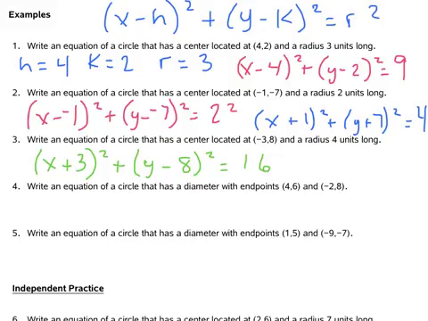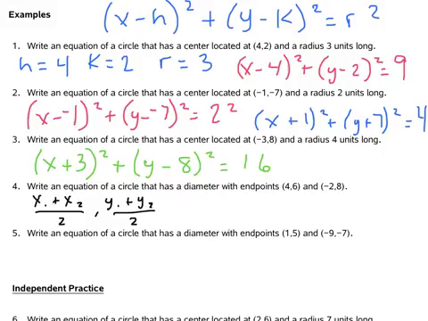Alright, number 4 is a little different. This time I'm given the circle's diameter, the endpoints of the diameter. So with the diameter, I know that the midpoint of the diameter would be the center of the circle. So first I have to start off by finding the center. So I'm just going to use the midpoint formula. Remember, the midpoint formula is (x₁ + x₂)/2, and then (y₁ + y₂)/2.